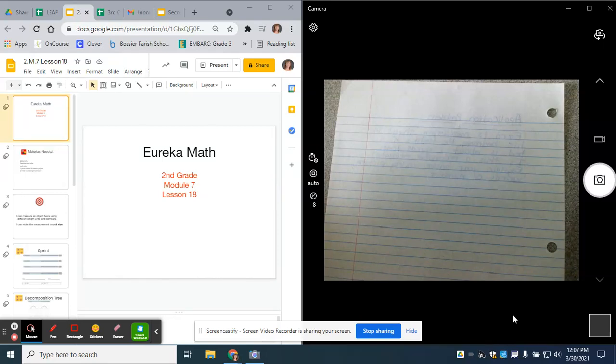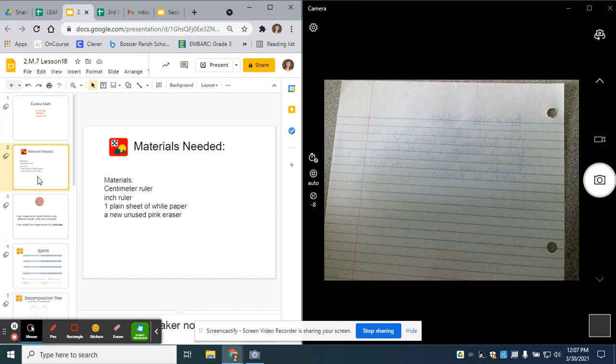All right, this is second grade, Module 7, Lesson 18. You're going to need some materials: a centimeter ruler, an inch ruler, one plain white sheet of paper, an unused pink eraser, and some other items that you may have at home.